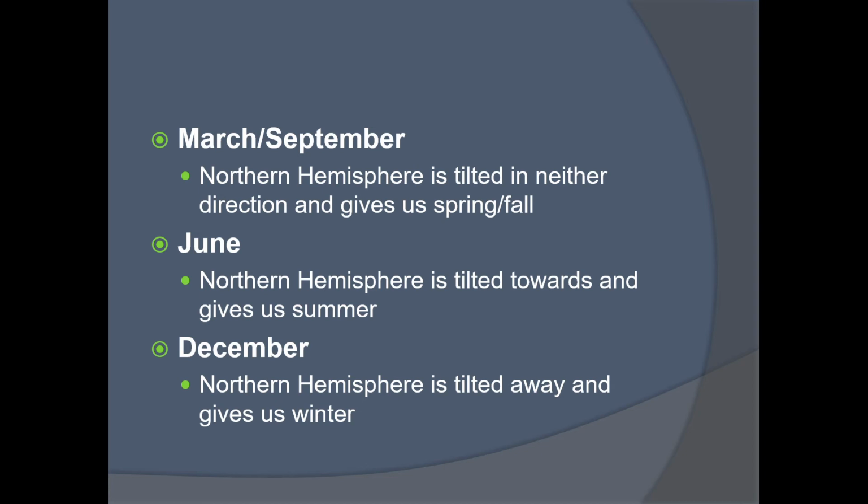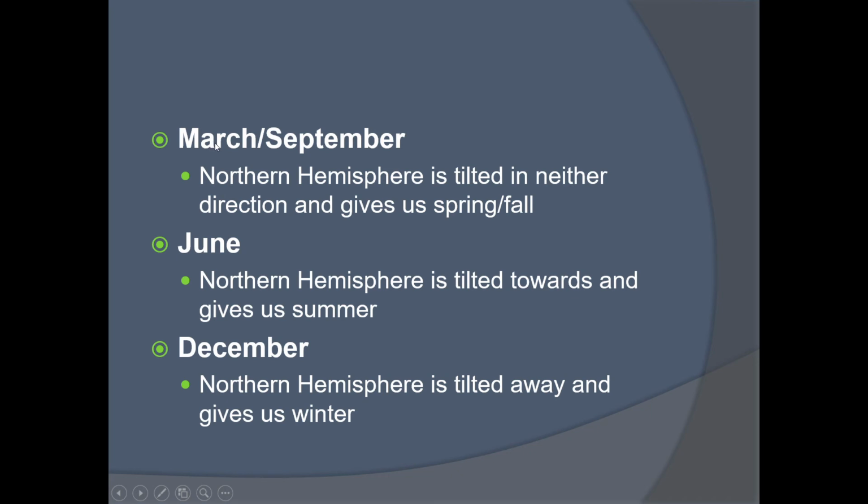In June, the northern hemisphere is tilted towards the sun and gives us summer. In December, the northern hemisphere is tilted away and gives us winter. These are all called solstices. Okay, so we actually just went through these 2 are solstices, these are equinoxes, autumnal or vernal equinox. So this was just our vernal equinox in March.